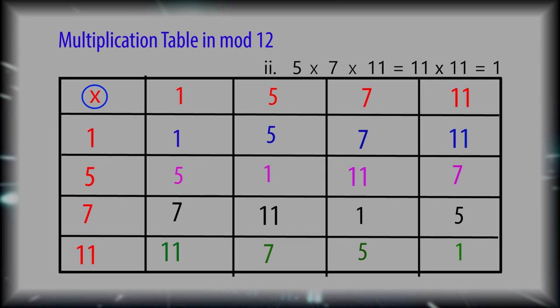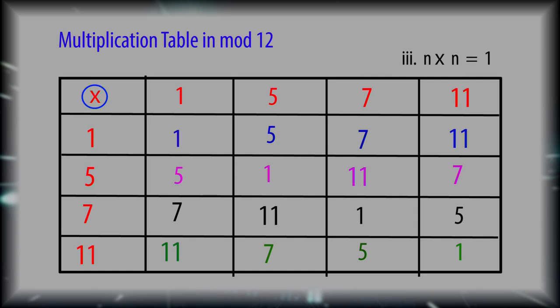Now, in the second question, we are supposed to work 5 times 7 times 11. So again, we will work from left to right. We will find the answer to 5 times 7 from the table, and that gives us 11. And then we work 11 times 11, which is equal to 1. So our answer is 1.